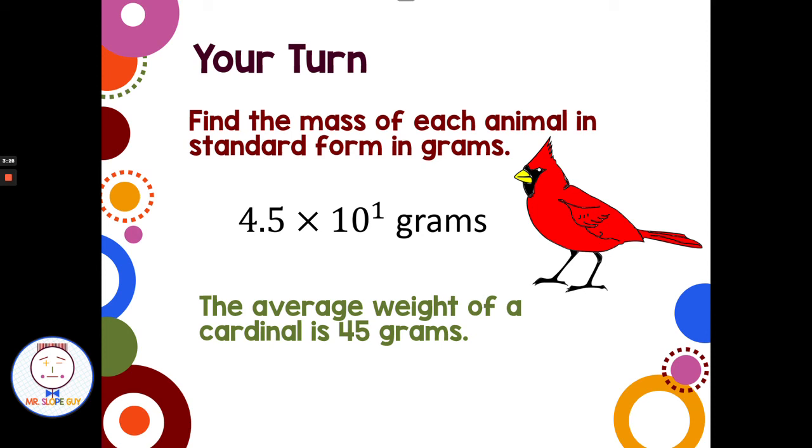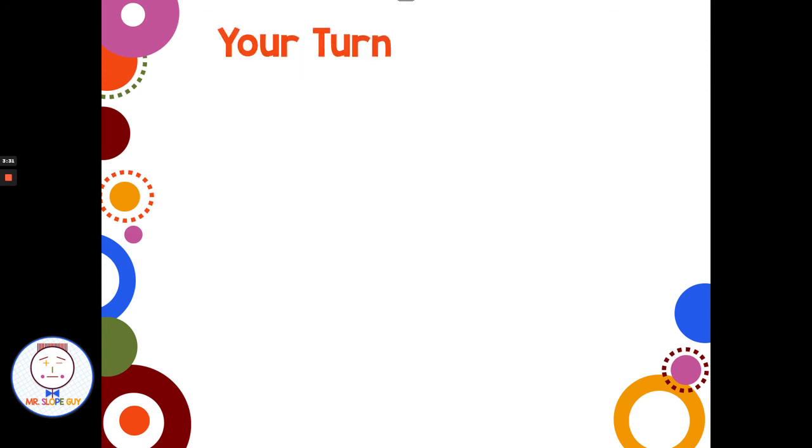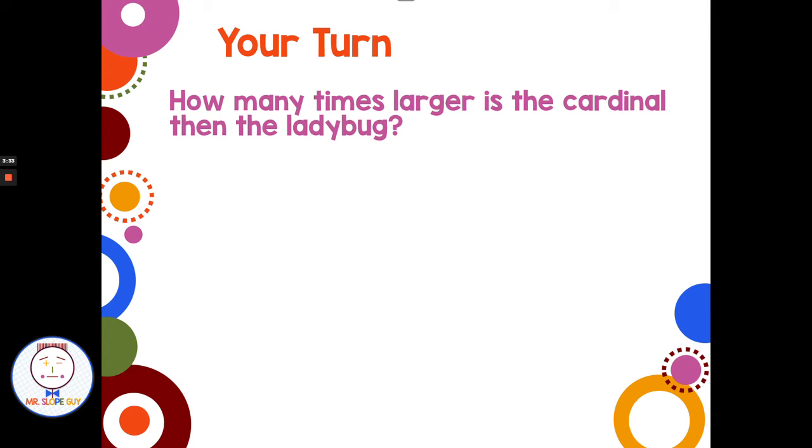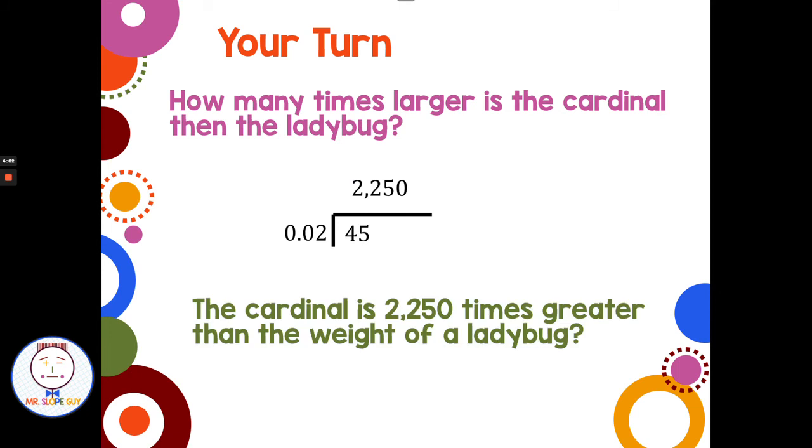Now, what if we wanted to know how many times larger the mass of the cardinal is than the mass of the ladybug? You guys pause the video here, see if you can figure out how many times larger the cardinal is than the ladybug. All right, we're going to take those two numbers and divide. We take the 45 grams from the cardinal and divide by 0.02, and we get 2,250 times larger. So the cardinal is 2,250 times greater than the weight of a ladybug.